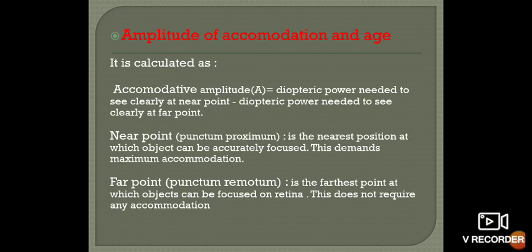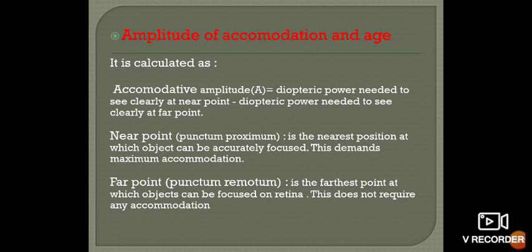Okay, so what is amplitude of accommodation and age? Amplitude of accommodation can be calculated as: amplitude is equal to the dioptric power needed to see clearly at the near point minus the dioptric power needed to see clearly at the far point. This is the formula to calculate the accommodative amplitude. So what are the near point and far point? The near point is the nearest point at which an object can be accurately focused, and this demands maximum accommodation.